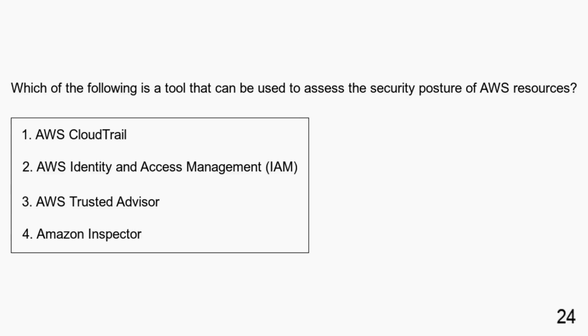Which of the following is a tool that can be used to assess the security posture of AWS resources? AWS CloudTrail, AWS Identity and Access Management (IAM), AWS Trusted Advisor, Amazon Inspector. Amazon Inspector is a vulnerability management service that can scan AWS resources for security issues.